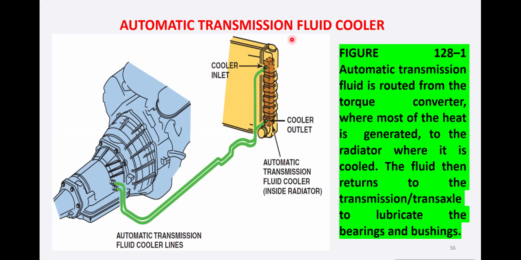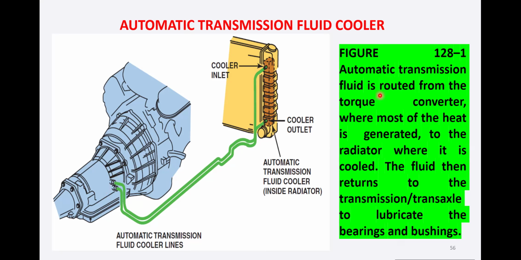Now, we see this automatic transmission fluid cooler. We have this automatic transmission here. These are the two green lines which are showing the cooler inlet and the cooler outlet. Basically, this is the automatic transmission fluid cooler. Inside the radiator, we have this arrangement. One is the inlet, which is the outlet of the automatic transmission. The fluid is coming to the cooler inlet, and after cooling down, it is going back to the inlet of the automatic transmission.